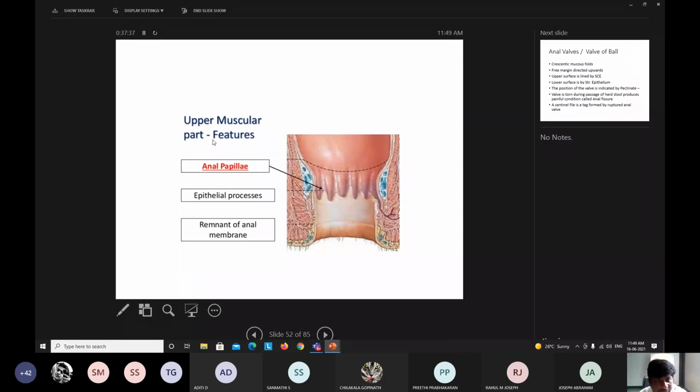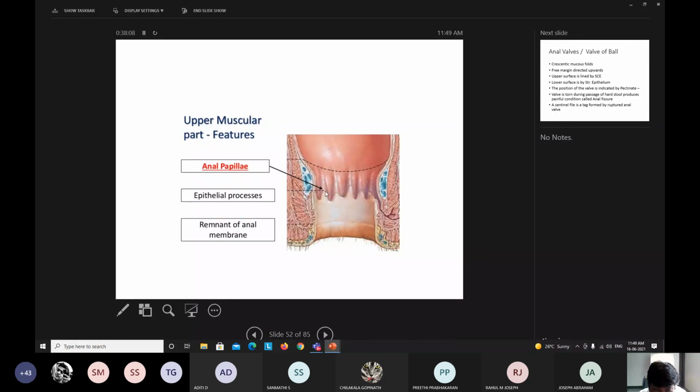Coming to the upper muscular part, we discussed the anal columns, and the crescentic folds also. Here you can see the small crescentic lines. These are the anal valves, the valves of Ball, which we just discussed.